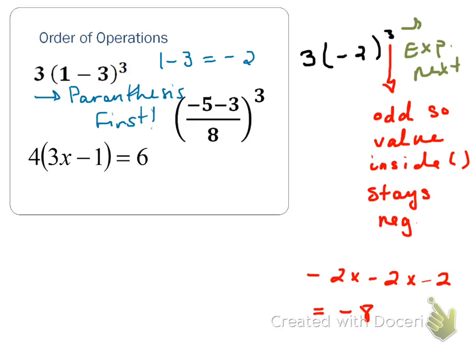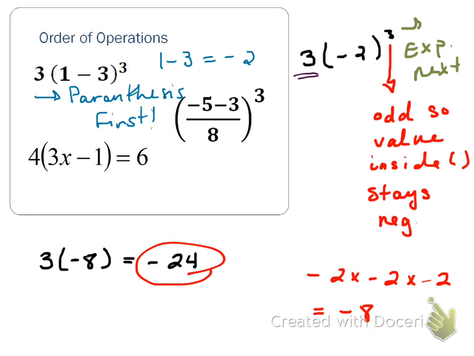So we have negative 8. From there, we can then multiply it by the 3. So we have 3 times negative 8, which equals negative 24.